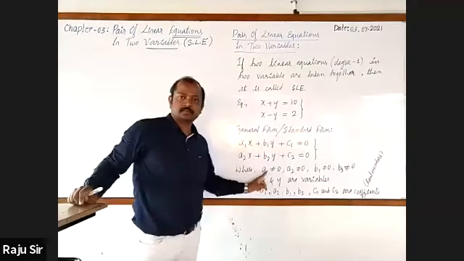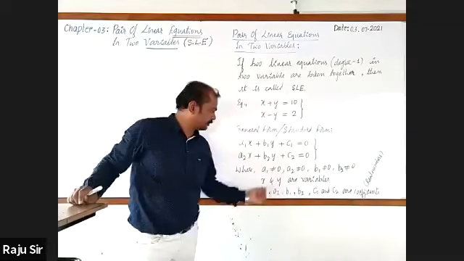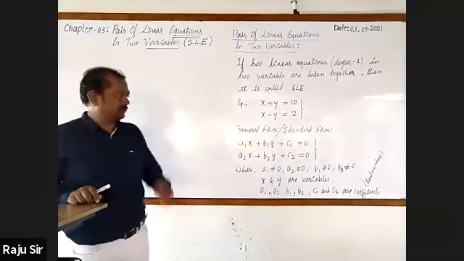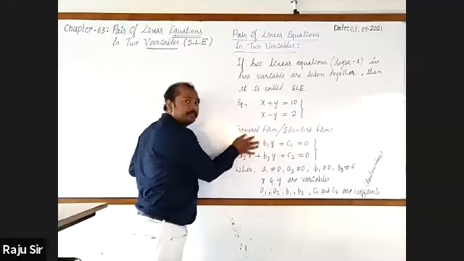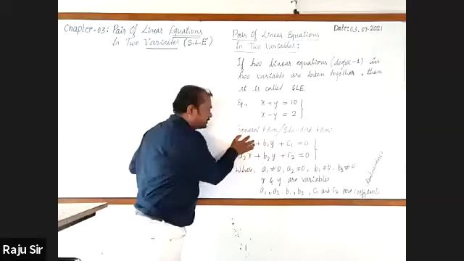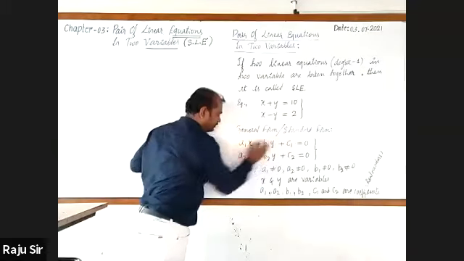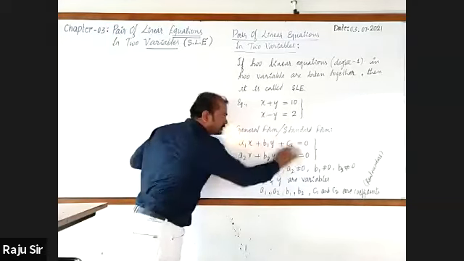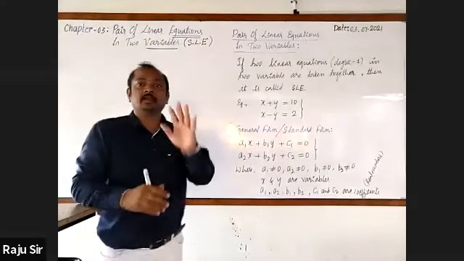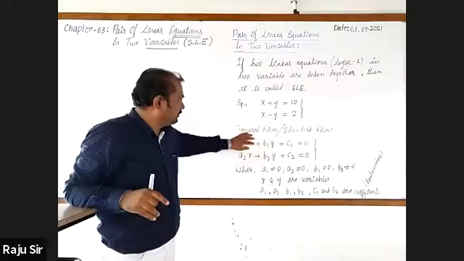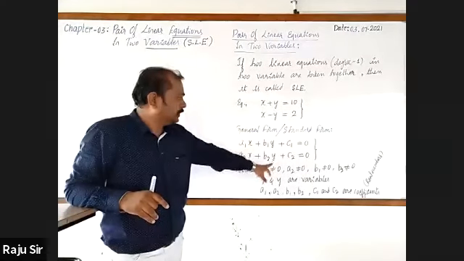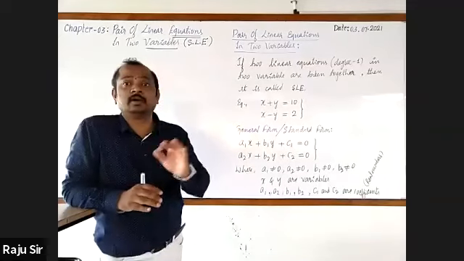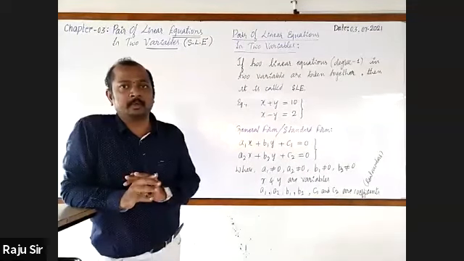This condition has two variables, x and y, and the remaining are coefficients. Here, a1x, b1y, c1, a2x, b2y, c2 are called terms of the equations. Please do remember.